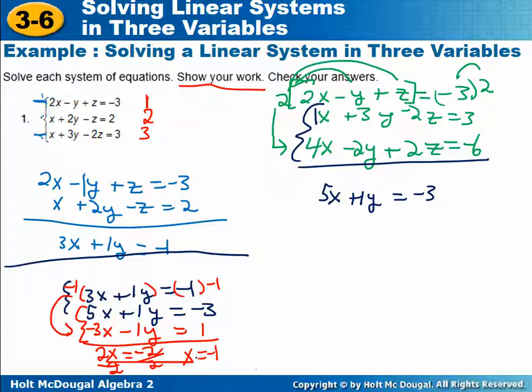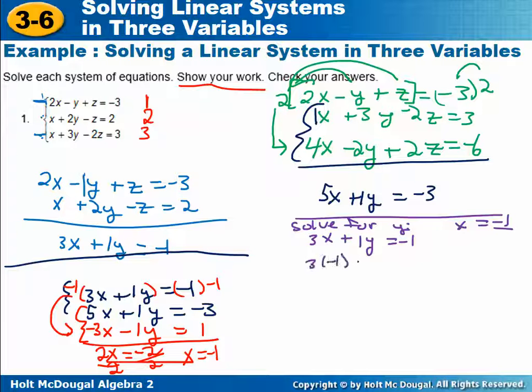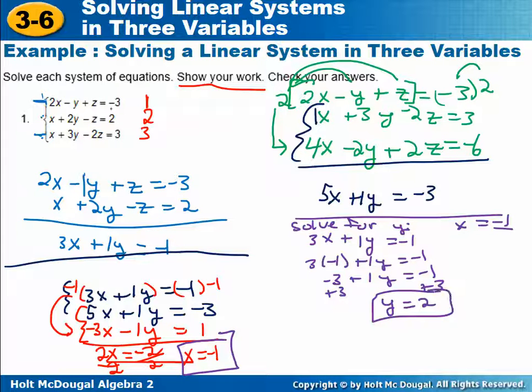Once you have what your first variable is equal to, now use one of these smaller equations to find the other one. So I'm going to use the top one. 3x, I'm going to solve for y. So 3x plus 1y equals negative 1. I know that x is negative 1, so I substitute in and I simplify and I solve for y. Plus 3y or 1y is equal to 2. So far I know what x is, I know what y is. There's one letter left. I need z.